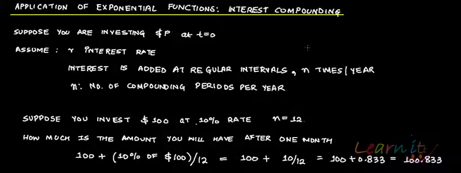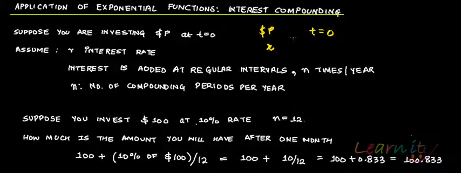One of the applications of the exponential function is interest compounding. Let me give you an example. Suppose you're investing P dollars for an infinite time period. Initially you start with time period t equals 0, and r is the interest rate.